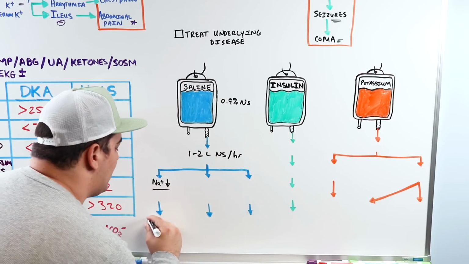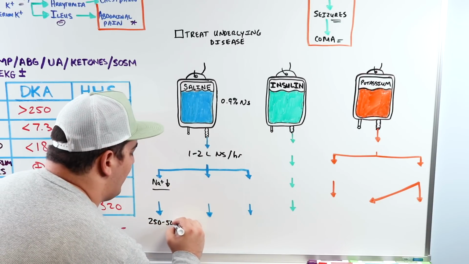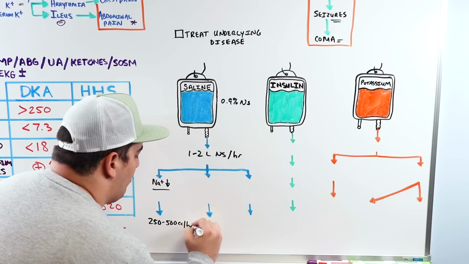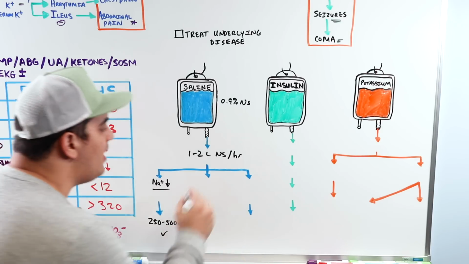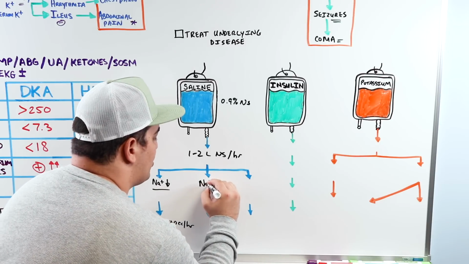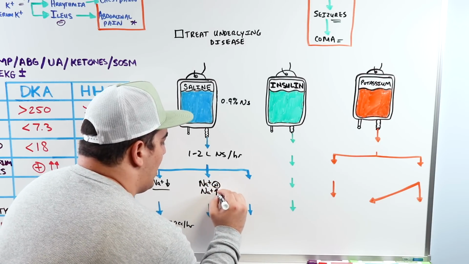So what I'm going to do is keep that normal saline, the 0.9%, and go with 250 to 500 cc's per hour. Then after I do that, I'll recheck. The next thing is let me check and see. Let's say that their sodium is normal. Okay, so it's normal. Or we check it and their sodium is elevated.